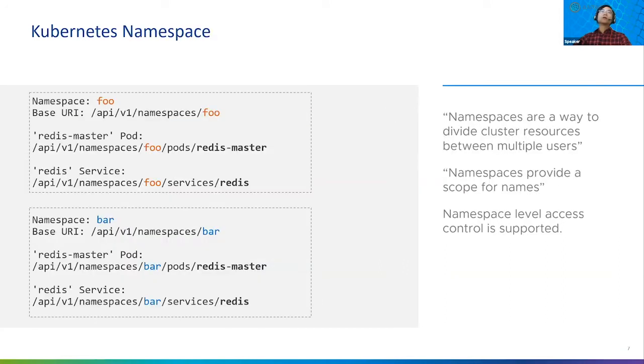So namespace is another key concept in Kubernetes. Namespace provides a way to divide cluster resources between users. Note, this namespace is a concept in the Kubernetes API, not the network namespace we just talked about. Many types of Kubernetes resources must be created under a namespace. Within a namespace, names of the resources must be unique, but they need not be unique across namespaces. For example, in this slide, we show two namespaces, foo and bar. They both have a pod named Redis Master, and a service named Redis.